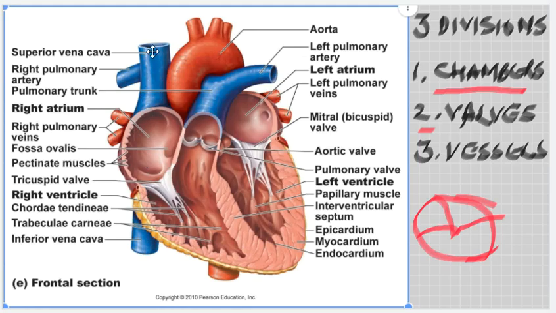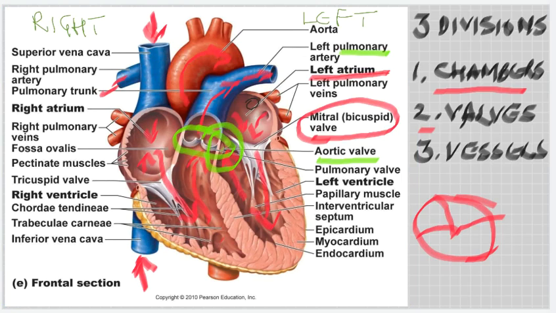Now, because the superior vena cava here is bringing the blood from the superior part of the body, from the top part of the body here, this blood flows under the effect of gravity.